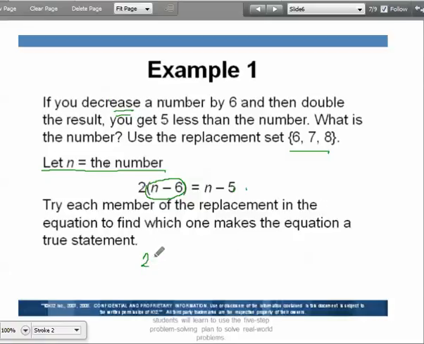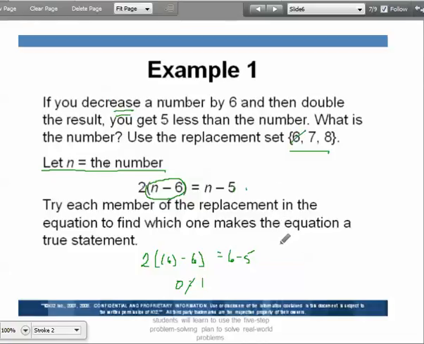So I'm going to have 2 times the quantity 6 minus 6 equals 6 minus 5. Well, 6 minus 6 is 0. So 2 times 0 is equal to 1. 0 equals 1, not true. 6 is not going to be my answer there.